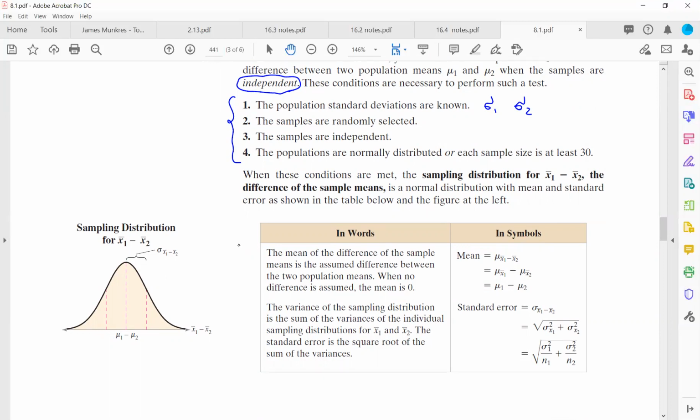Mean is mu sub 1 minus mu sub 2, and standard error is square root of sigma 1 squared over n1 plus sigma 2 squared over n2, and all of them are inside the radical. Perfect.